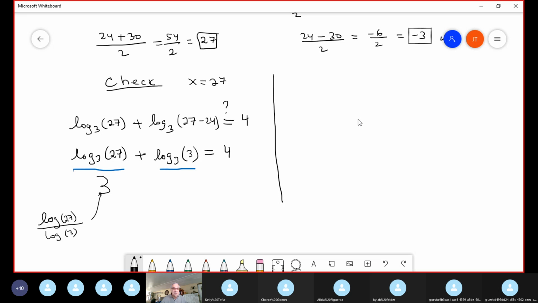Another way is intuition, common sense. 3 to what exponent is necessary to get 27? It's obvious, 3, no? Because 27 is 3 to the 3. And what about logarithm base 3 of 3? When the number is the same, they are a perfect coincidence. 3 here and 3 here. What is that?